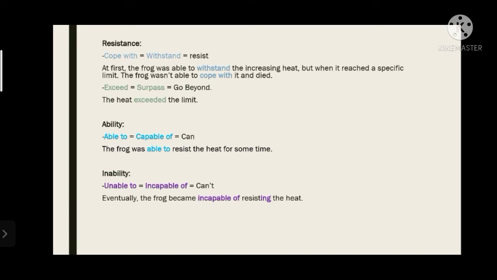في الأول الضفدع كان قادر إن هو يقاوم الحرارة المتزايدة، ولكن لما وصلت لحد معين ما قدرش يتحامل معاها، ما قدرش يمشي معاها ومات، ما قدرش يتحملها. Here we can use both of them interchangeably. We can say at first the frog was able to cope with the increasing heat. The frog wasn't able to withstand it and died, or resisted. يعني التلاتة ينفع نستخدمهم مع بعض، أي حاجة منهم. So cope with يعني يتكيف مع. withstand يعني يتحمل. resist يعني يقاوم. The three.